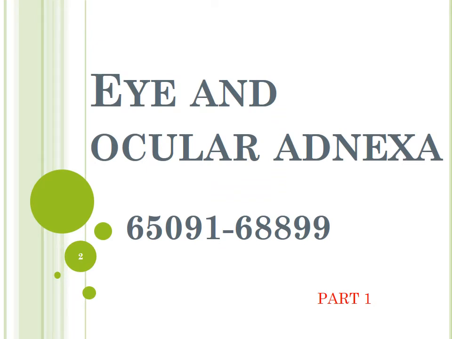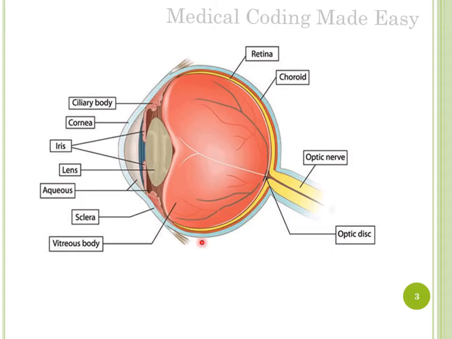To another session of Medical Coding Made Easy. Today we are dealing with eye and ocular adnexa, codes 65091 to 68899, part 1.